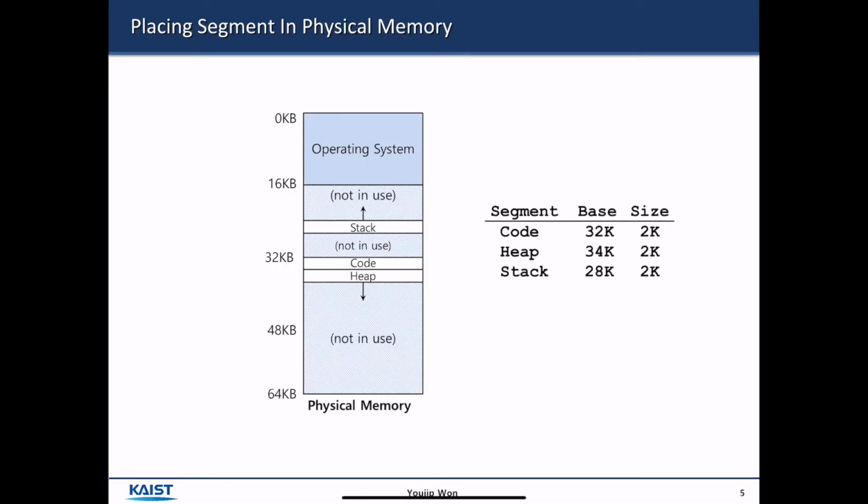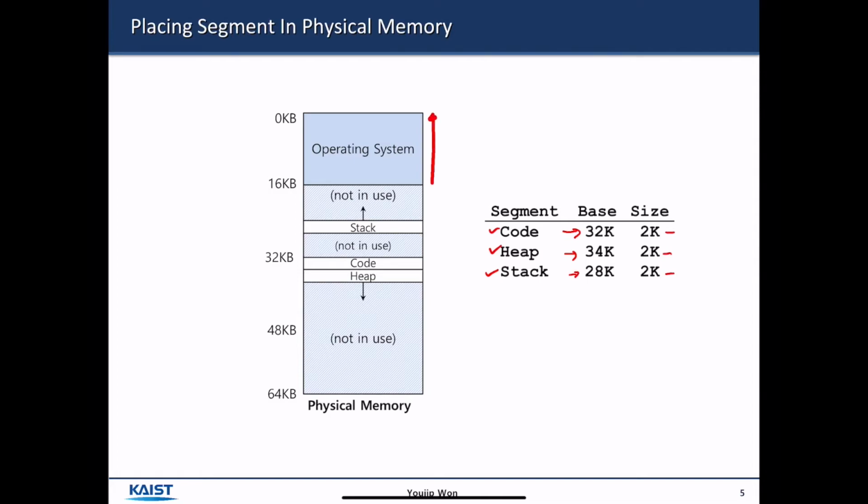This is an example of placing segments in physical memory. A program consists of 3 segments: code segment, heap segment, and stack segment. The size of each segment is 2 kilobytes. The operating system has loaded each segment at a different address region. The code segment was loaded at the base of 32 kilobytes. The heap segment has been loaded onto base address of 34 kilobytes, and the stack segment has been loaded at the address of 28 kilobytes. So this is physical memory.